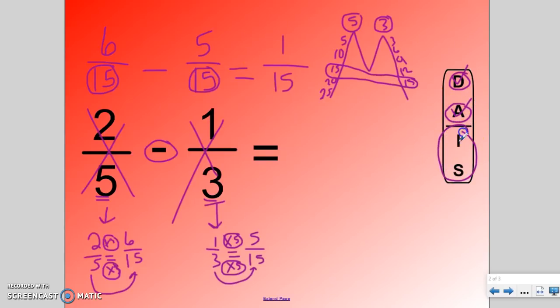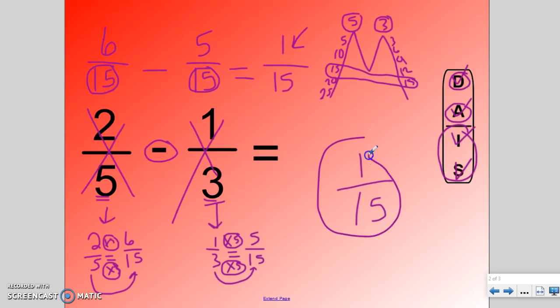The question is, is this the best possible answer? It is not improper, so I don't have to worry about that. And I can actually see one and done. Numerator's 1, so it's in simplest form. So my final answer would be 1/15. That was a terrible circle, sorry.